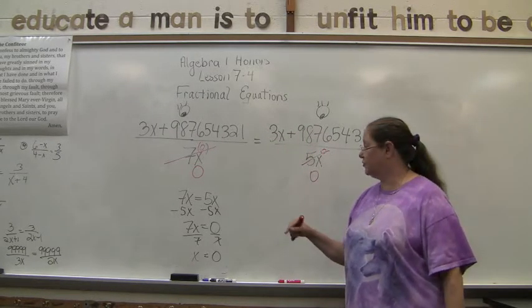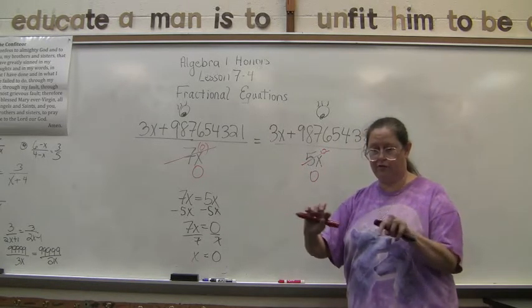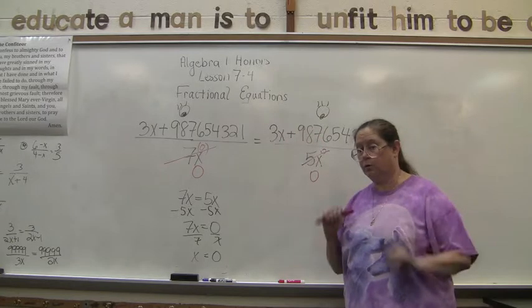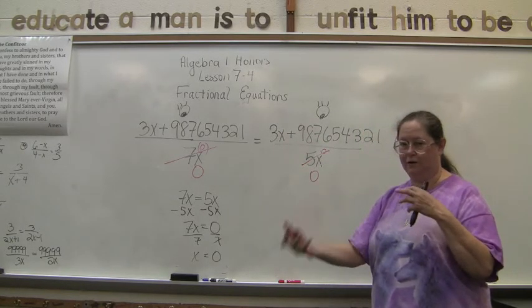Or vice versa, if the denominators happen to be exactly the same, no matter what they are, if they're exactly the same expression, then you only have to worry about the numerators. Okay? You don't have to cross multiply, you don't have to find the least common denominator.